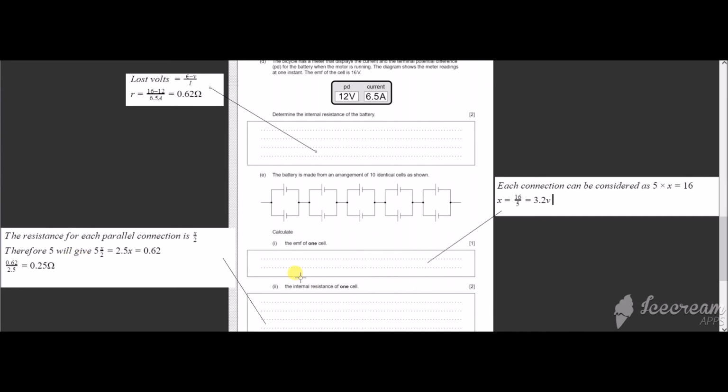As for part 2, the internal resistance of one cell. So to calculate the internal resistance of one cell, in the previous question we saw that each connection can be considered as 5 times x. So the resistance for each parallel connection can be considered as x over 2. So therefore, you will multiply 5 times x over 2, which will give you 2.5x. And when you rearrange the formula for x, 0.62 over 2.5, that will be equal to 0.25, and that is how you solve part 2.